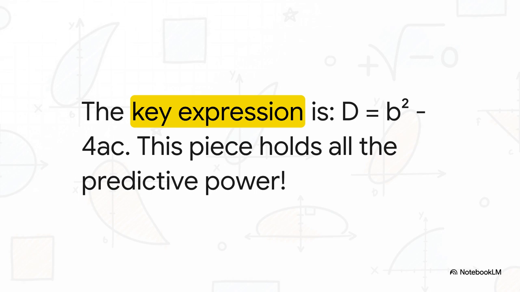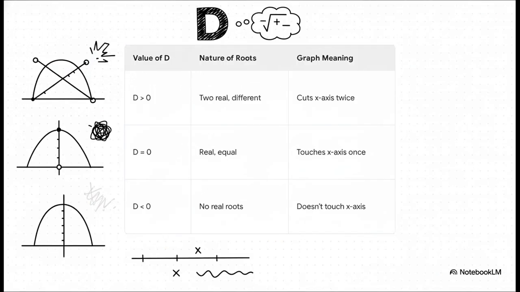Now, take a close look at that. Does it seem kind of familiar? It absolutely should. It's the exact same piece that's living right under the square root sign in that big quadratic formula we just saw. And that is where it gets all its power. And this table right here shows you exactly how it works.